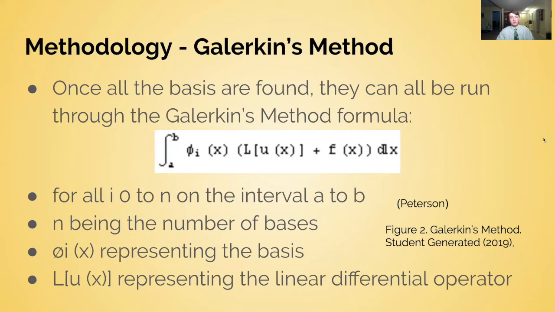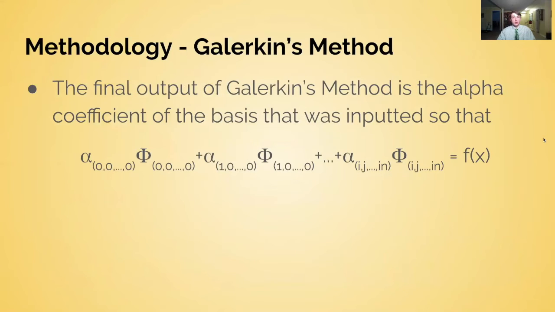So once we have generated our bases, we'll put them in a matrix and we will run it through this Galerkin's method formula. The Galerkin's method formula is the integral from a to b of the basis function that we're looking at times the linear differential operator applied to the original function that we're looking at. And what this gives you is something called the alpha coefficient. If you take the alpha coefficient and multiply it by its basis, and add every other alpha coefficient times every other basis, you end up with your original function, or the approximation of your original function. So the final goal is our alpha coefficients.